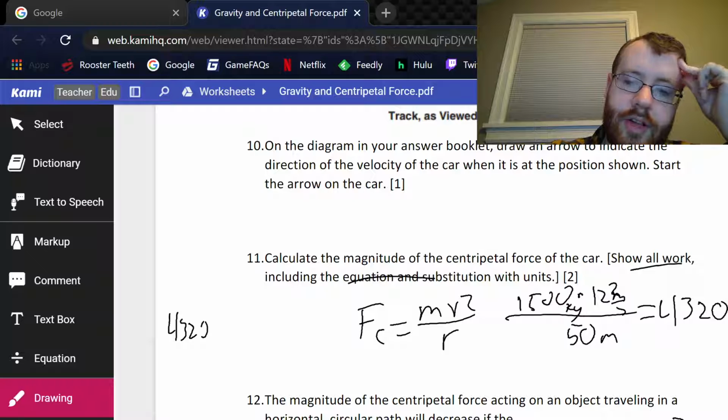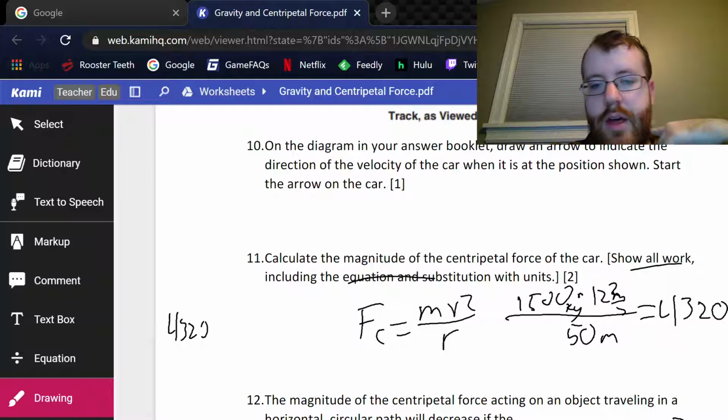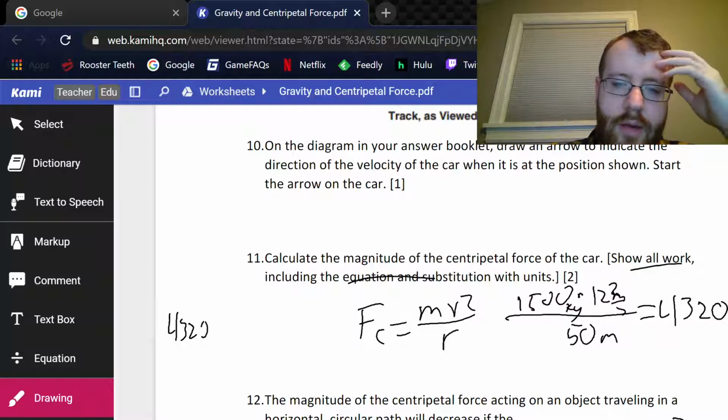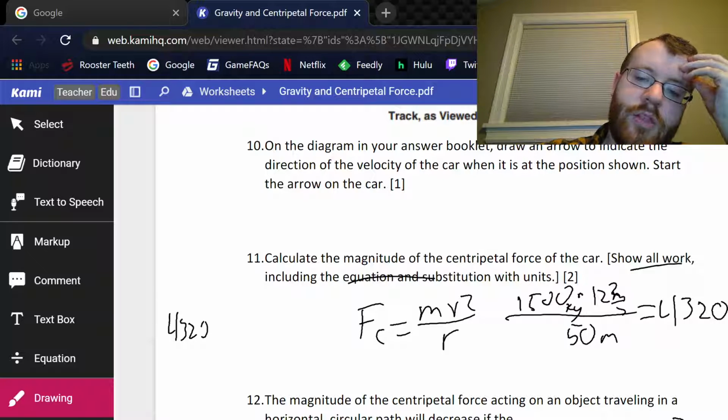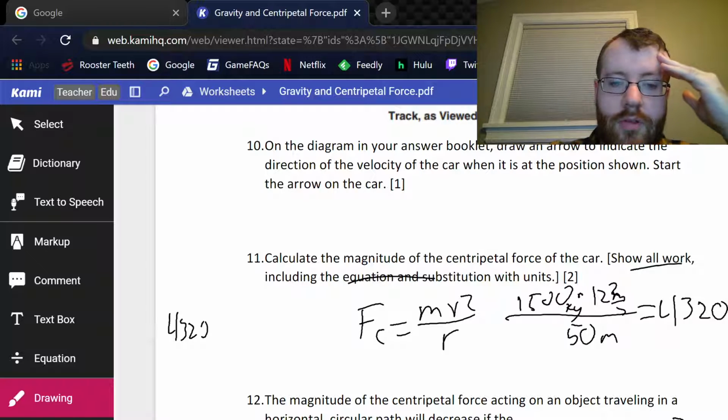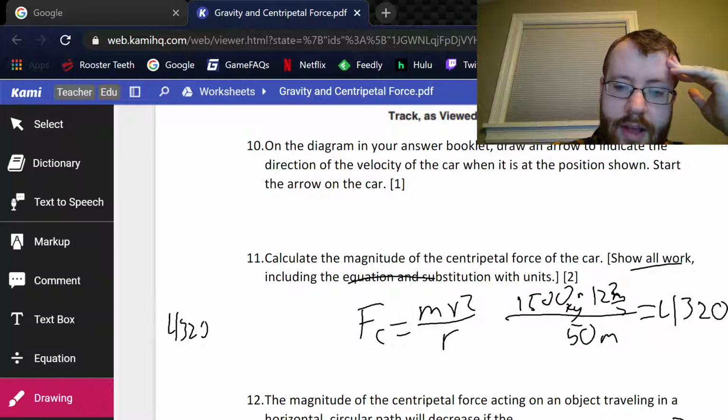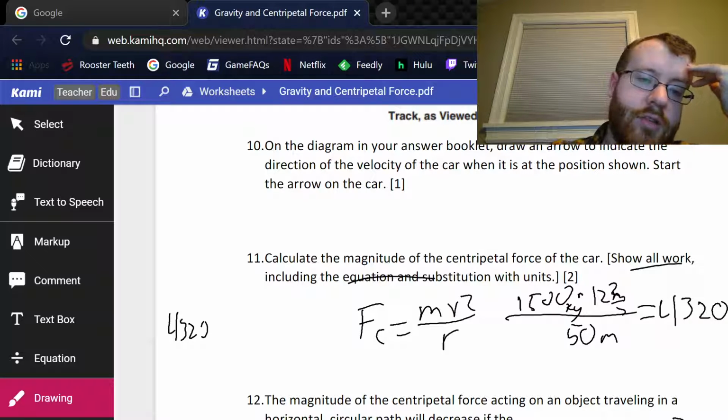So speed increased. If this was to increase, hopefully you see this would increase. Motion is reversed. That's not in the formula, so it doesn't matter. Mass is increased. If this gets bigger, this gets bigger. That makes sense. Radius would increase. If this gets bigger, this will get smaller because it's dividing by it. So it is choice 1.